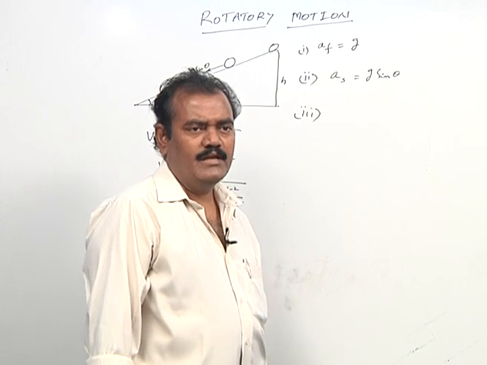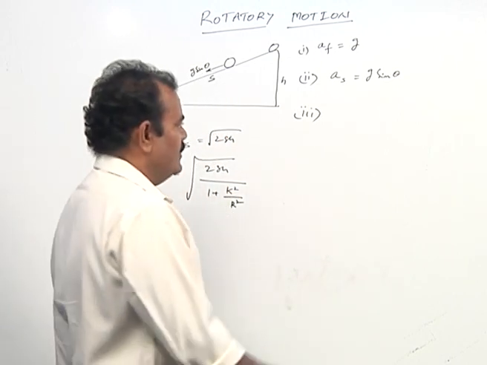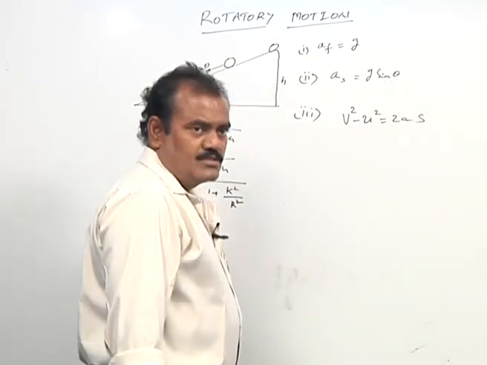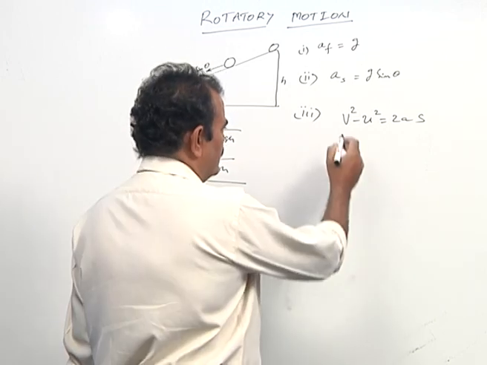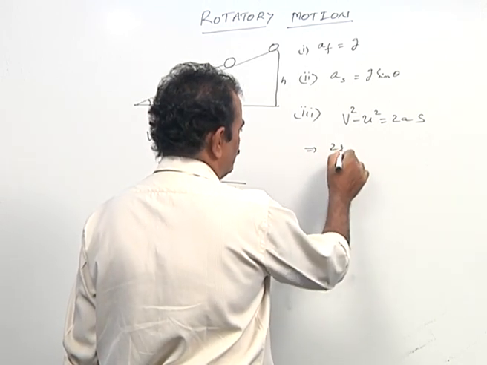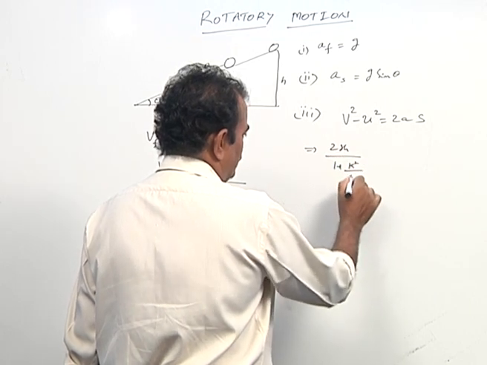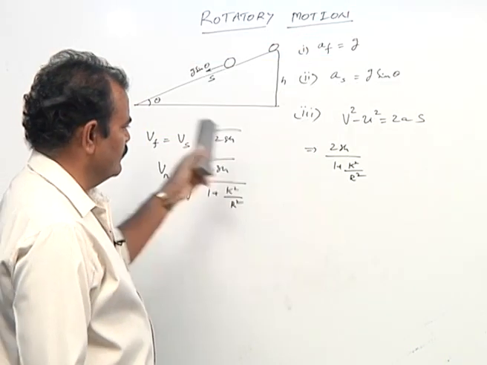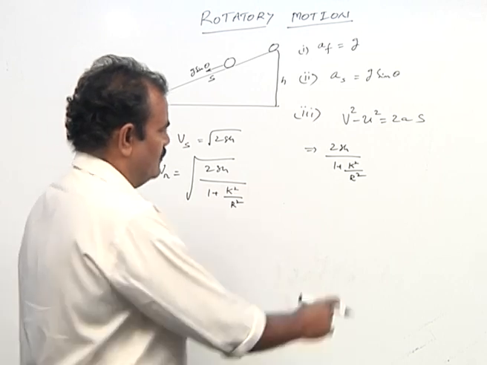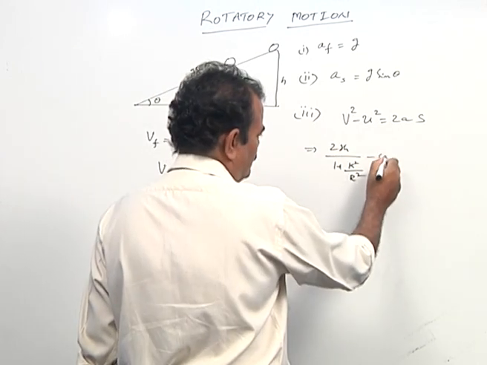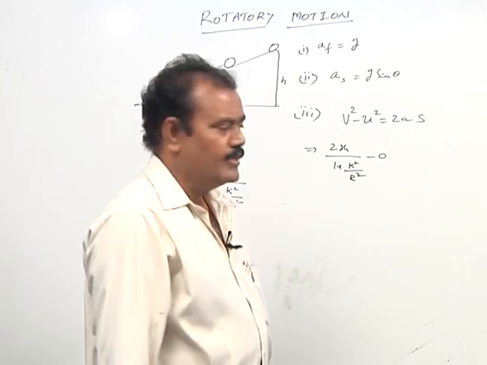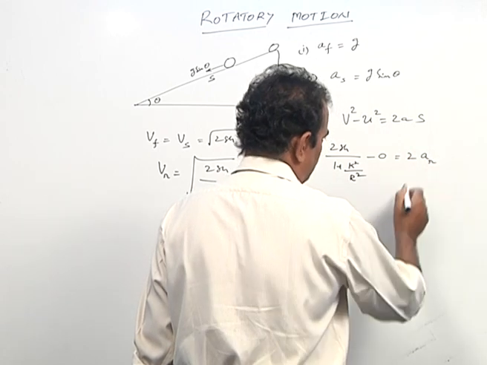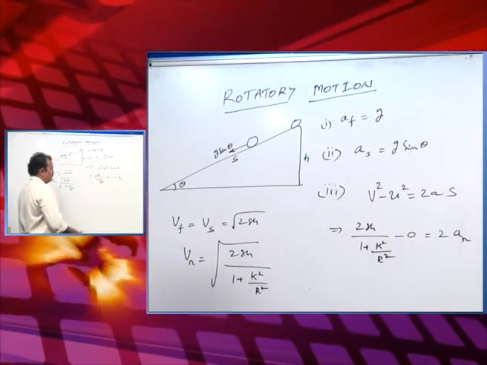For that we take the formula v square minus u square is equal to 2as. Already we know that v square is equal to 2gh by 1 plus k square by r square, the velocity of the rolling body down the inclined plane. Minus u square: since it starts from rest, u is taken as 0. Then 2 times the acceleration of the rolling body that you have to find out, and here we are getting the formula in terms of h.